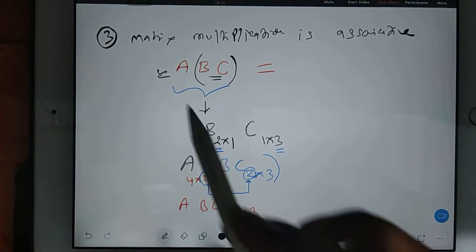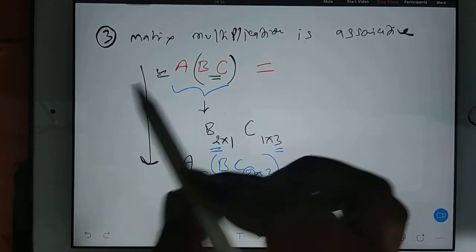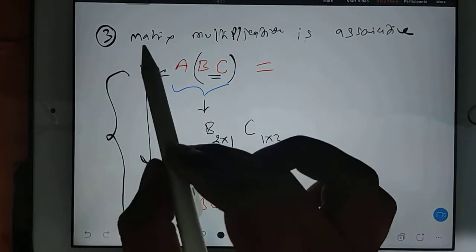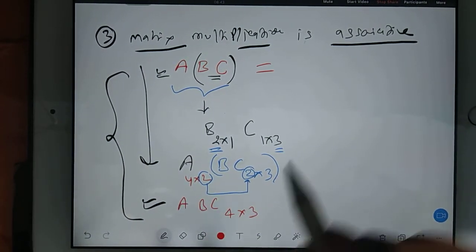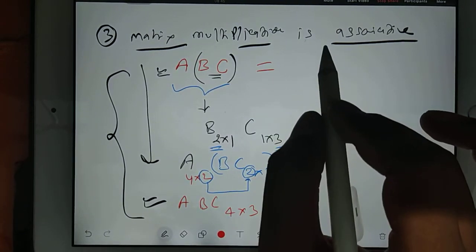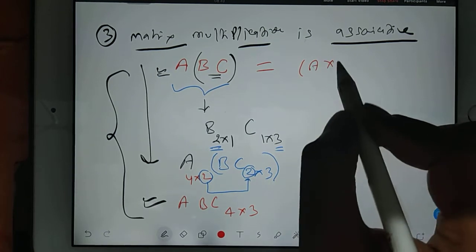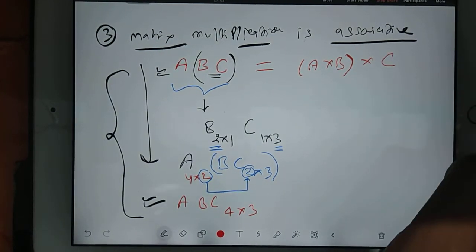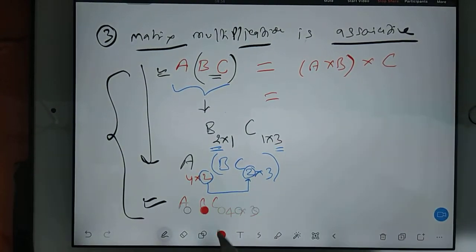Now this is only the left hand side. So if multiplication is possible, then it will be possible in this way. But they are saying matrix multiplication is associative, which means we can change the brackets. I can first multiply A into B, and whatever answer comes, I can multiply with C. Okay, let's check whether it is possible or not.